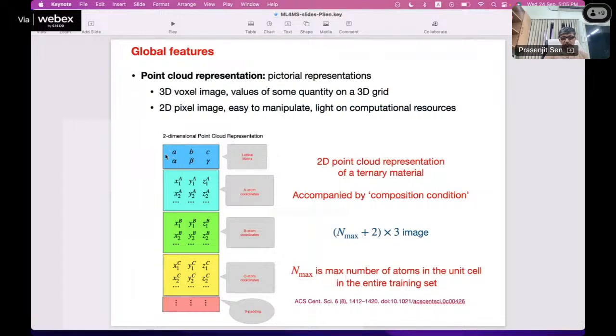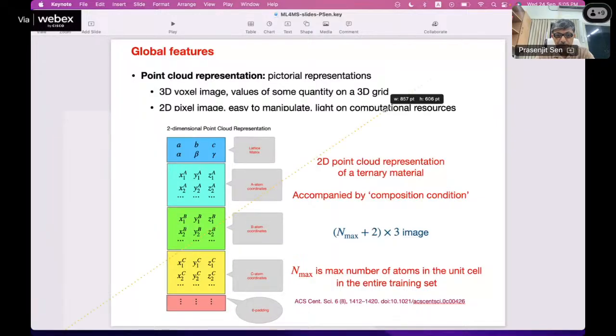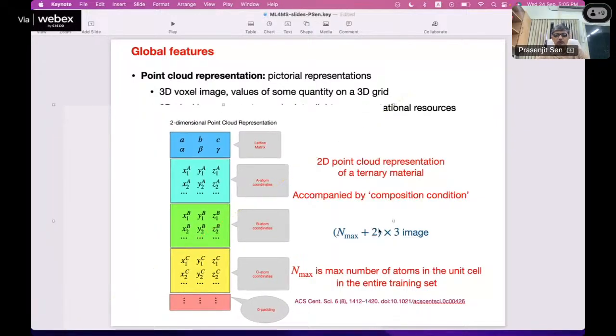So what are these? The first block here in this representation is the lattice matrix. Probably this is a bit too small, but let me see if I can make it a bit bigger. Yeah. So the first block here, a, b, c, alpha, beta, gamma, is just the lattice constants and the lattice angles. These six numbers define your lattice structure.